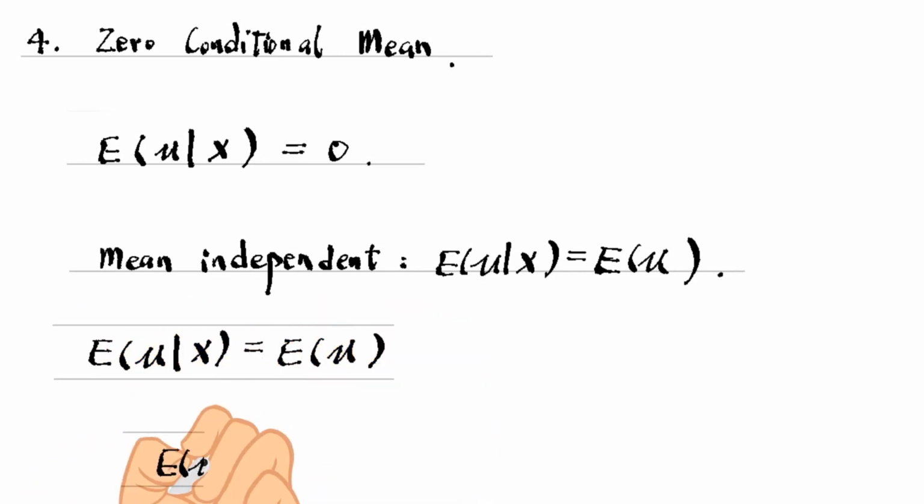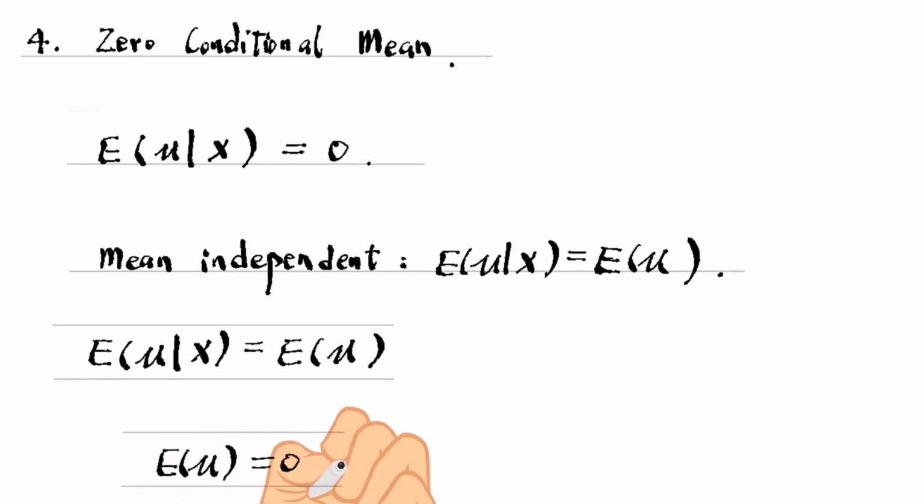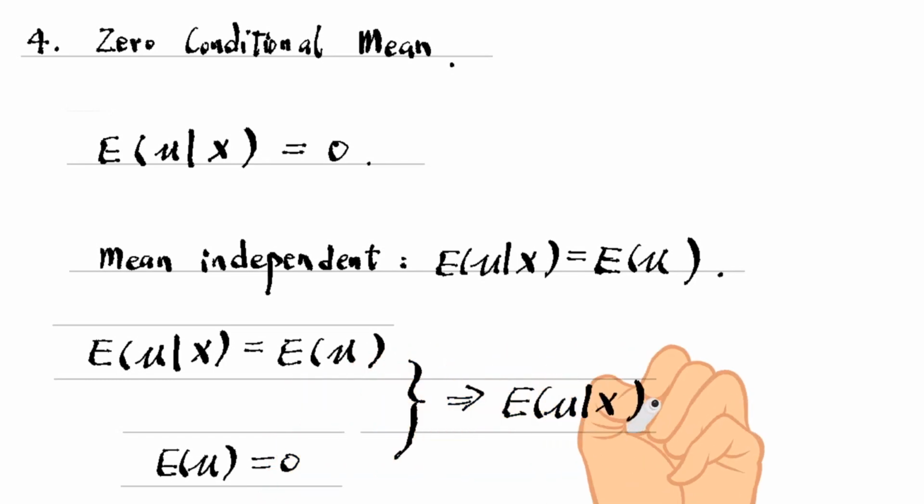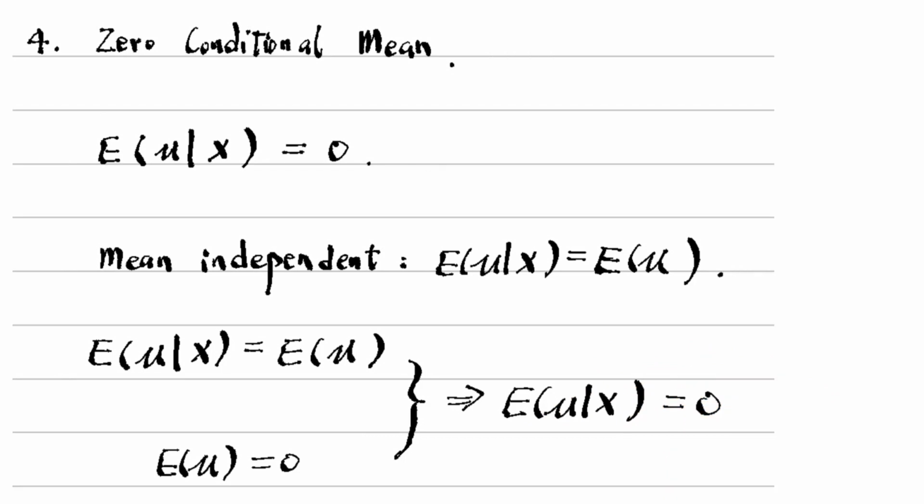Since it is always true that the population mean of the error term is 0, as long as there is an intercept in the model, we can combine them into the zero conditional mean assumption. The key is the mean independence part. It ensures the unbiasedness of the OLS estimators.